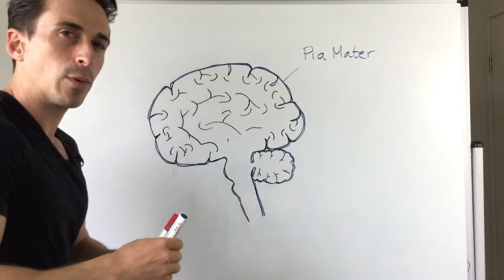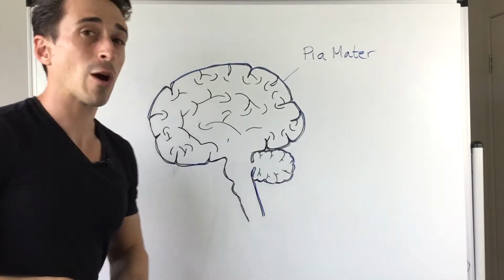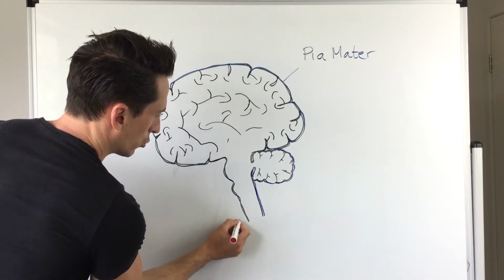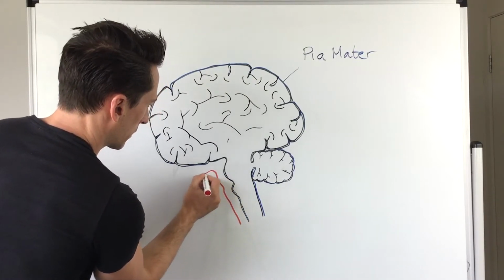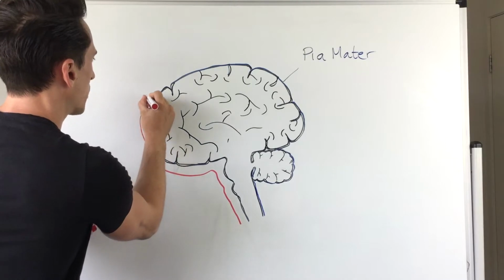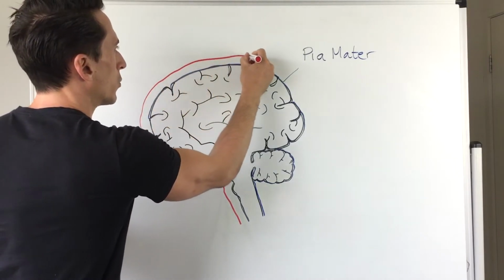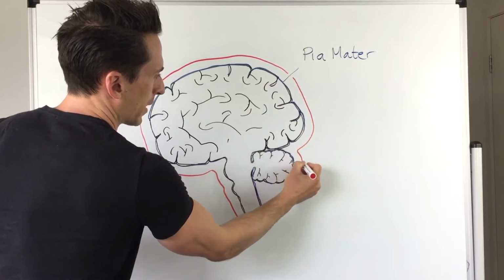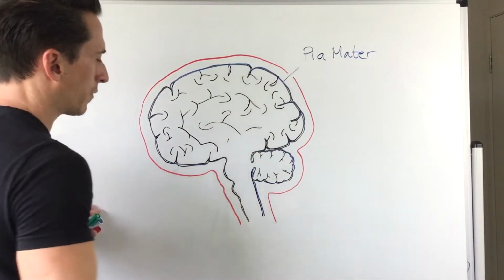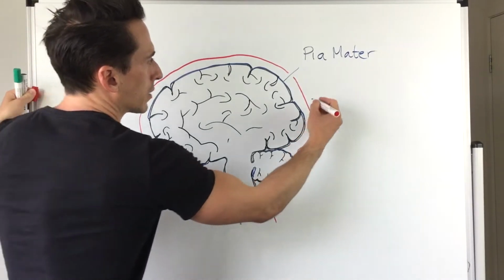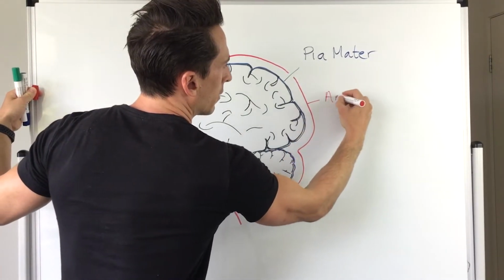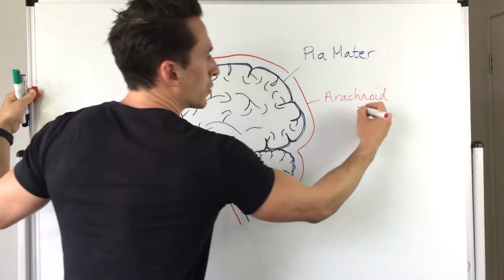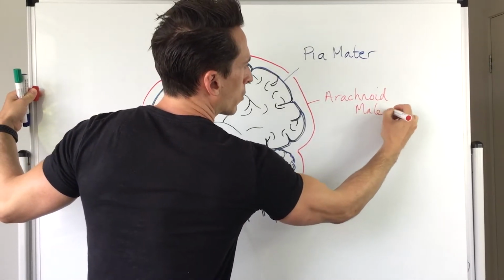Now, the next layer we need to talk about is called the arachnoid mater. And the arachnoid mater, I'm going to draw up like this. And you can see that there's a bit of a space between the arachnoid mater and the pia mater. And this space is important because what you're going to find is that this arachnoid mater, let's write it up. Now you probably heard the word arachnoid before. Arachnoid means spider. So spider mother. Why would it be called spider mother?